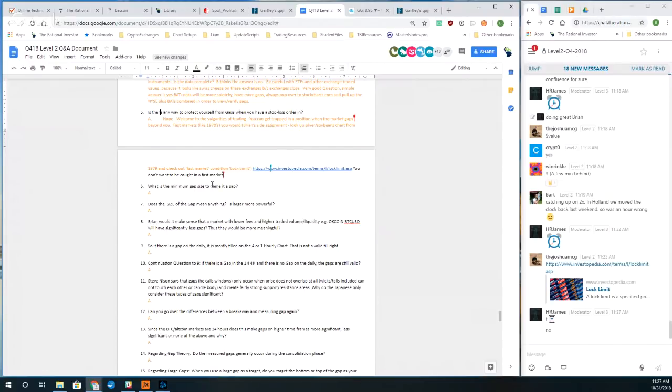What is the minimum gap size to name it a gap? Well, I suppose more than 2 pennies, right? 2 ticks. 1 tick, I suppose even 1 tick, right? Technically, if the market ticks one tick higher on the next trade following the previous candle, and this also gets into whether it's a candle gap or a bar chart gap. Bar chart gaps, obviously, you have to clear right through the previous candle's high or low to make sure that it is an actual gap. But technically, it could be as small as 1 penny.